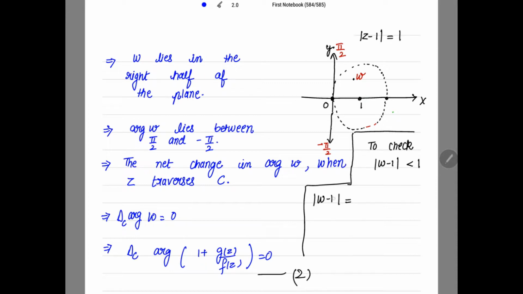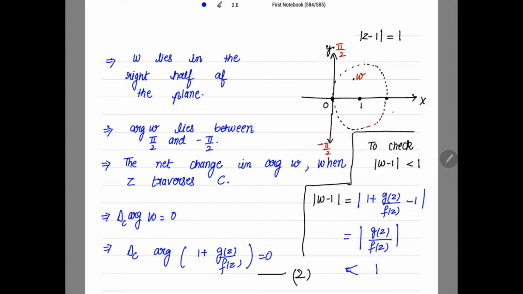So let's check the mod w minus 1 is equal to, what is w? This is 1 plus gz over fz minus 1. 1 cancels, you get gz over fz. According to the condition that mod of gz is strictly less than mod of fz, this ratio of the mods is always less than 1.